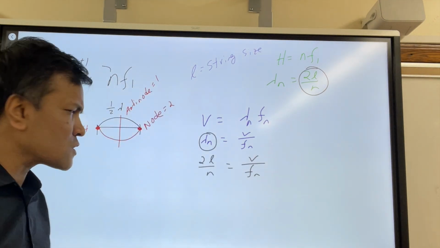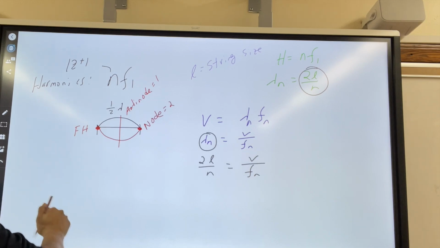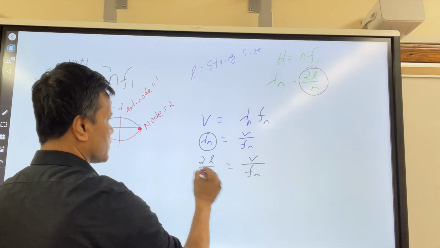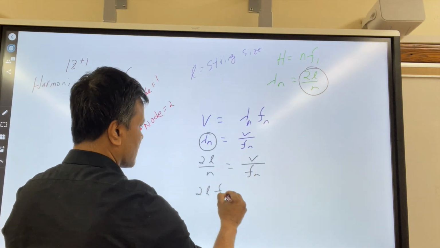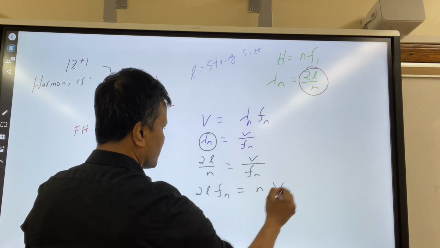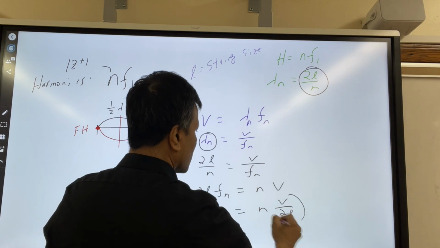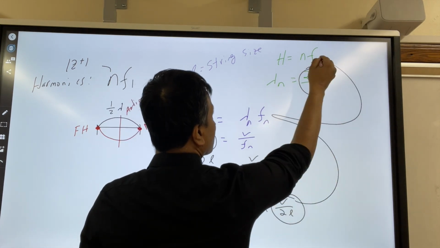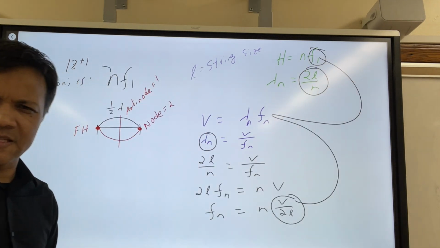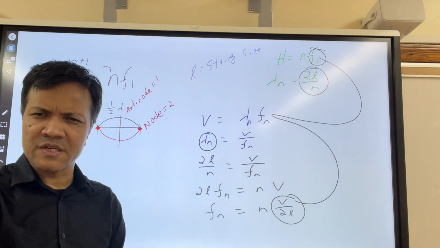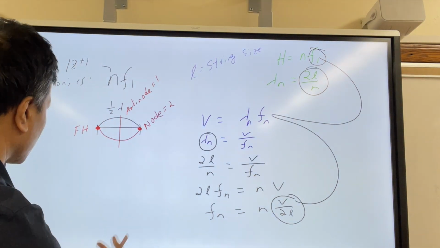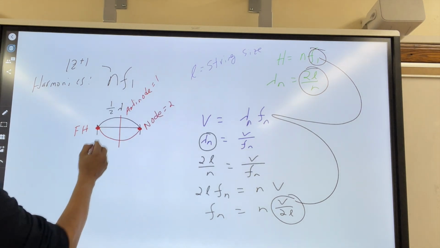Okay, so we are making slow progress. Before you go there, you write 2L Fn is equal to nV. So Fn is equal to nV over 2L. Now V over 2L must be this one. How is that? Would you be able to pause the video and discover it for yourself? Okay, come over here. We're going to discover it together.